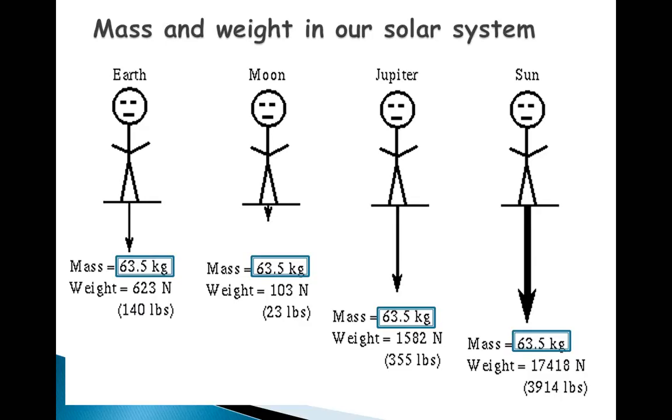Here's an example of our solar system. Notice the mass stays the same whether you are on the Earth, the Moon, Jupiter, or the Sun. But the weight changes. I start off being 140 pounds, but by the time I step on the surface of the Sun, I am 3,900 pounds.